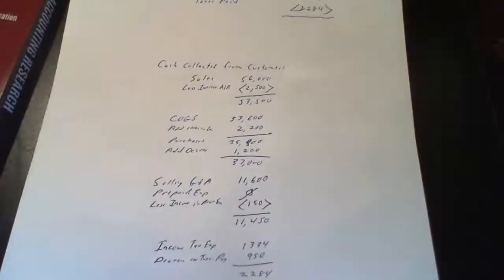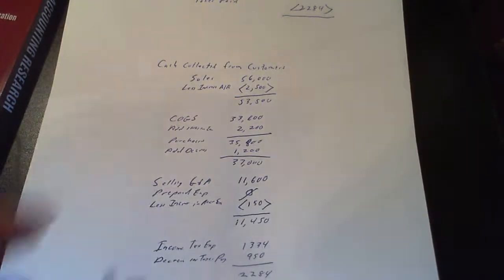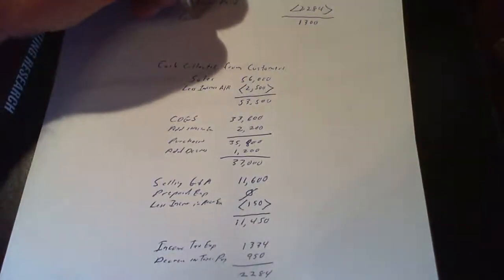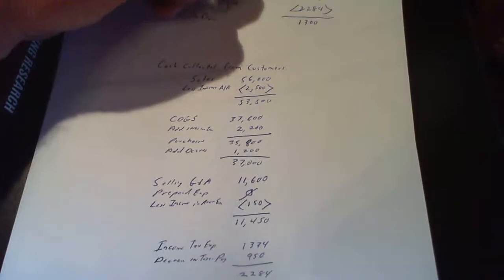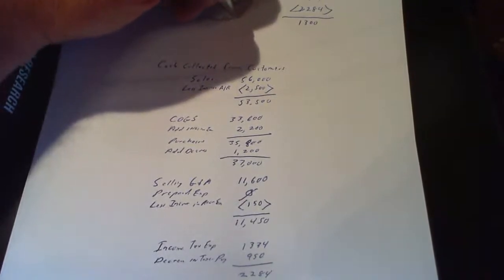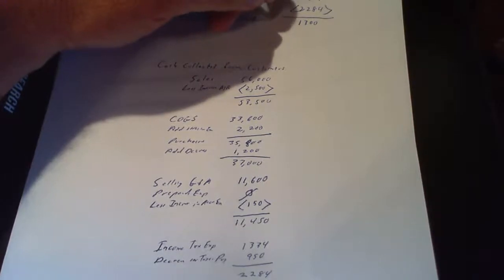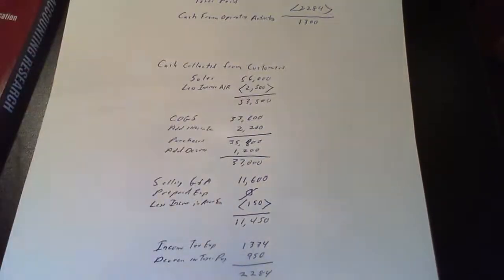And then we add that all up, and we should get a total of $1,300 cash from operating activities. Now remember, this is only the operating section of the cash flow statement. This is not the full cash flow statement. This is just the operating section.